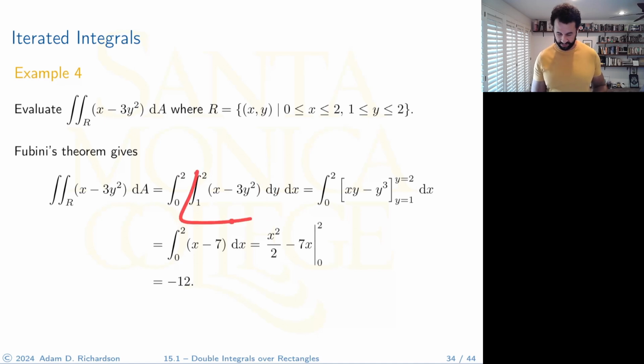There we go. So I'll do this integral with respect to y. Here we go, FTC2. Then I will do the resulting integral with respect to x. Here we go, FTC2. And voila, at the end, that is what the double integral gives, -12. Pretty cool stuff, huh? It's not too bad.